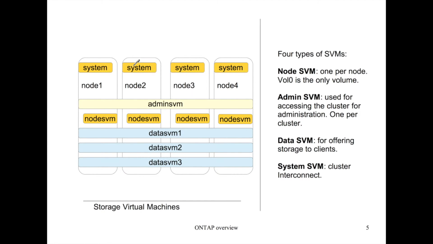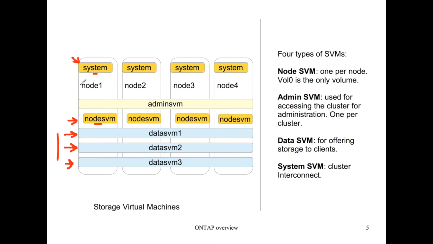Then we have a number of types of SVMs. First, of course, we've got the data SVMs. That is where we store our data. You can have multiple data SVMs in your cluster. Again, realize they are not bound to a node. Then we have a system SVM, which is definitely bound to a node, as is a node SVM. The node SVM contains vol0, that's the purpose of the node SVM. The system SVM is for your cluster interconnect. So we'll look at that later.